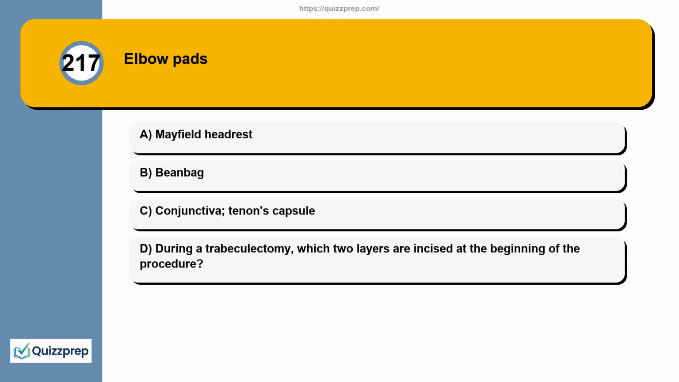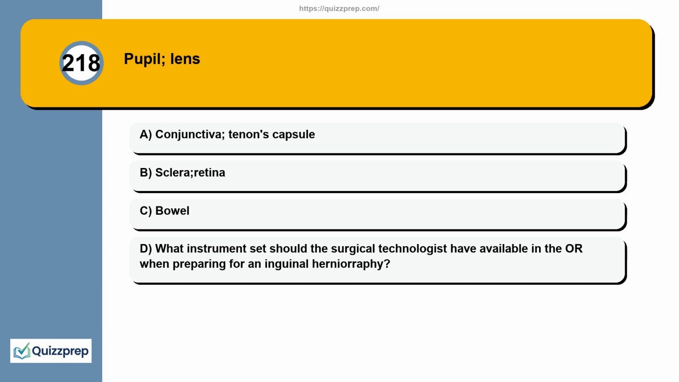The correct answer is option N/A. Question 218: Pupil, lens, option A; conjunctiva, Tenon's capsule, option B; sclera, retina, option C; bowel, option D. What instrument set should the surgical technologist have available in the OR when preparing for an inguinal herniorrhaphy?